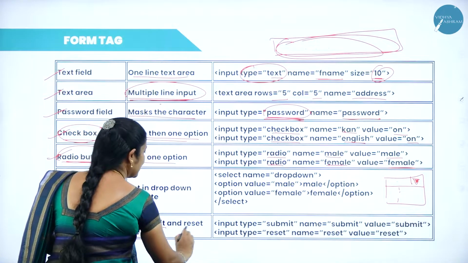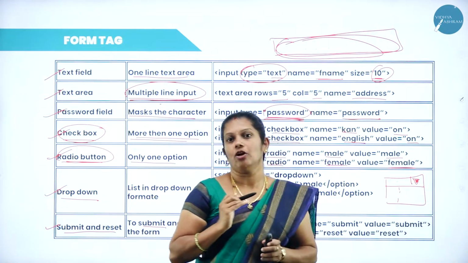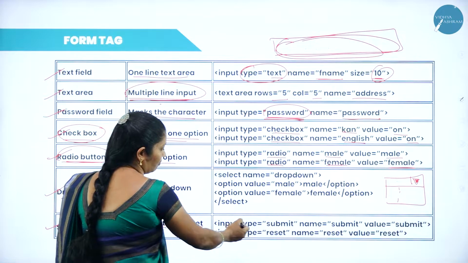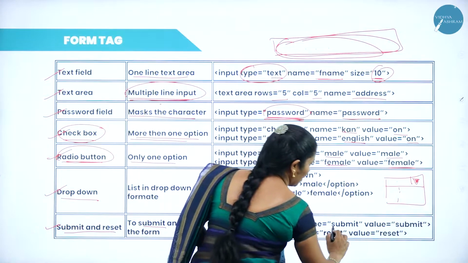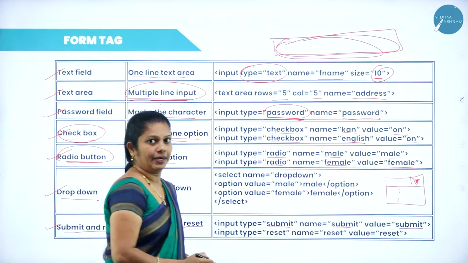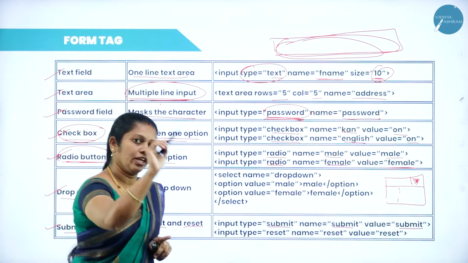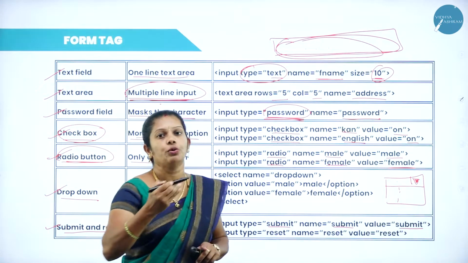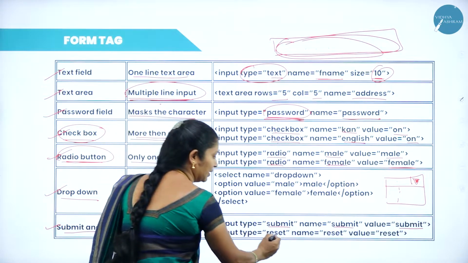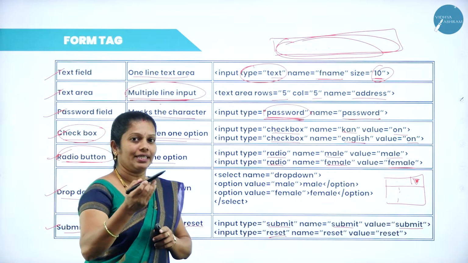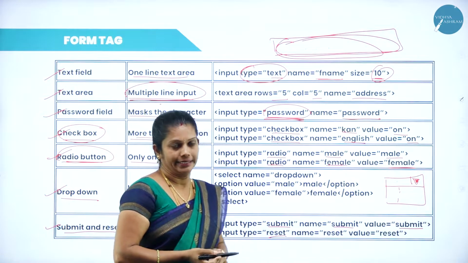And by using the reset button, I am able to clear whatever data we already entered on the output screen. It means that while writing the syntax, input type equals submit, name equals submit, and value equals submit. Here on the screen, you are going to get one submit option. When you click on that, all the data you entered in the output screen will be stored on the server side. When you click on the reset button, whatever data is already written on the screen will be cleared and new data can be entered there.